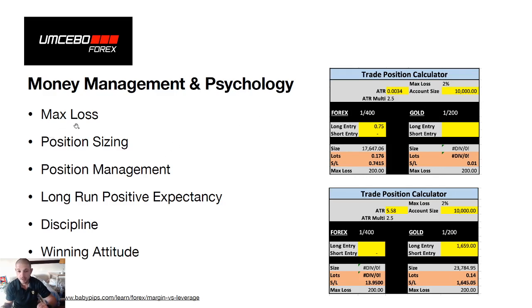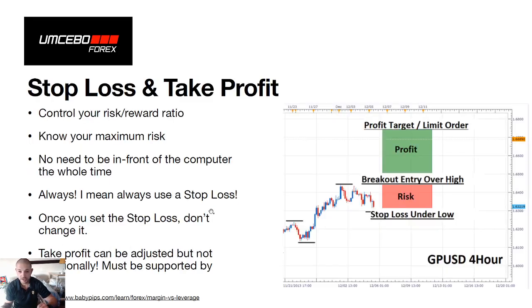By determining our maximum loss, what we're willing to risk, we can then determine our position size, and we can also use that to manage our position. And this gives us long run positive expectancy. It's a combination of our system and money management, and further to that, your discipline and your winning attitude.